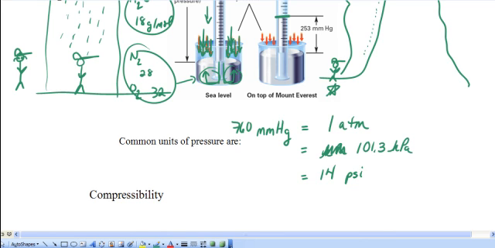and in the next podcast we're going to take a look at the compressibility of gases and some of the factors that affect pressure.